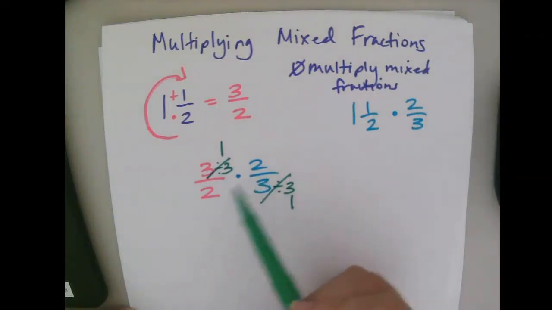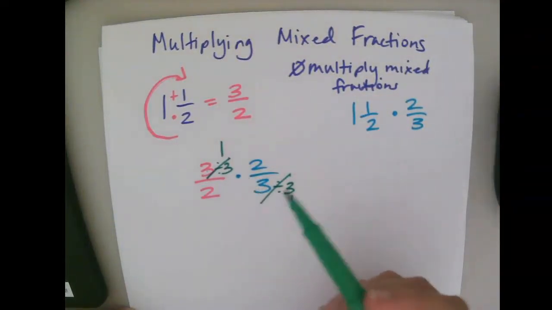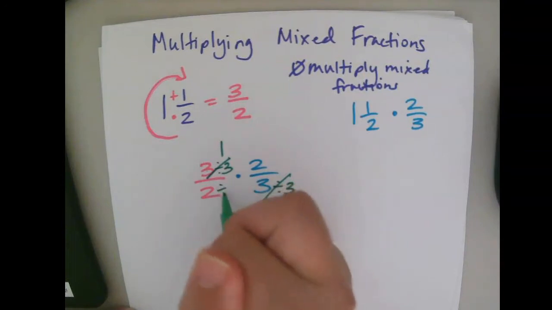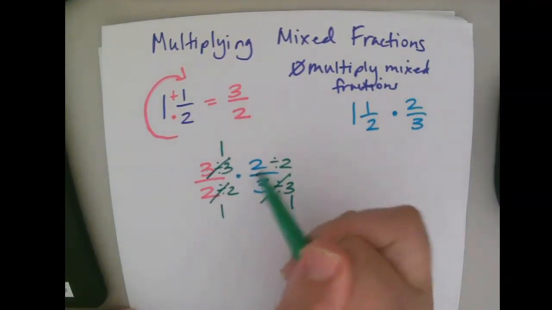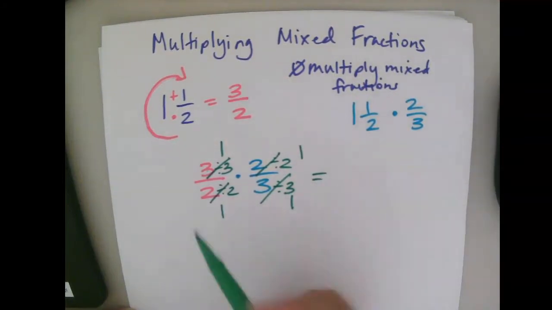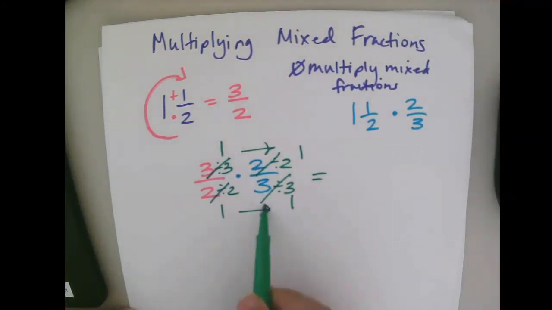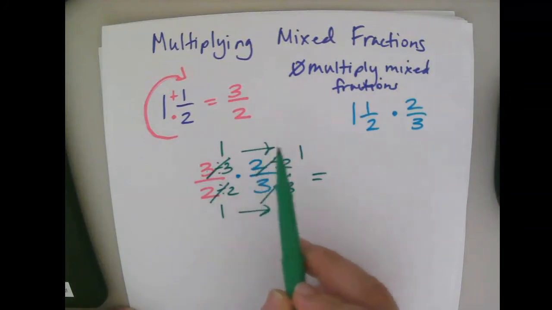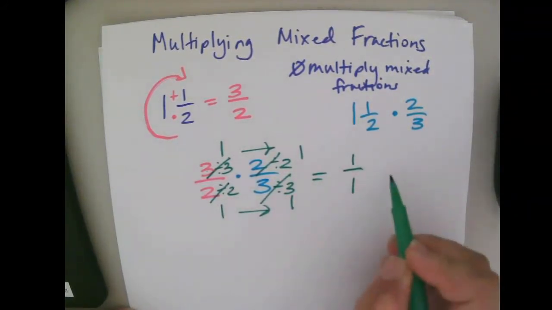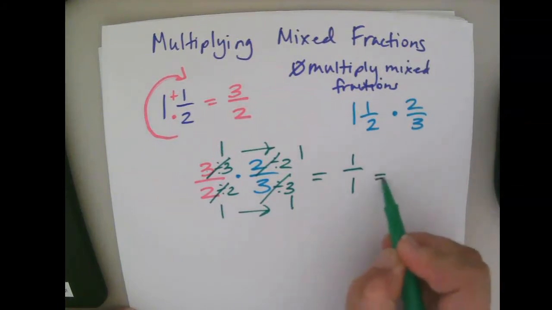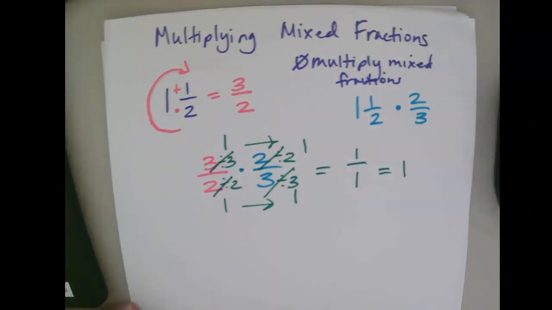What about 2 and 2? Is there a number I can divide into 2 and 2? Yeah, I can divide by 2. So 2 divided by 2 is 1, and 2 divided by 2 is 1. Next thing we're going to do is multiply straight across. So 1 times 1 is 1, and 1 times 1 is 1. So 1 over 1 is 1 divided by 1, which is just 1. So your answer is just 1.